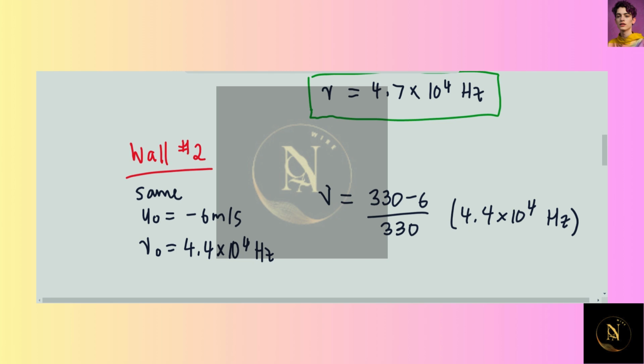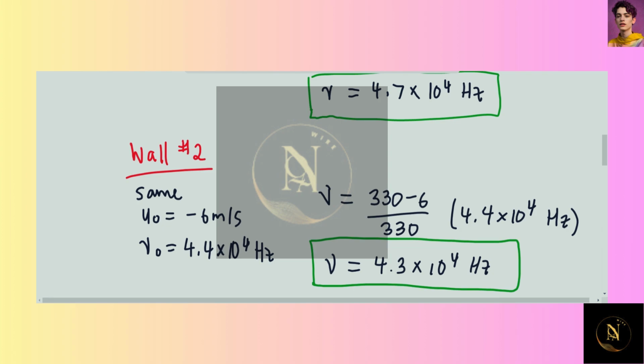That's going to give us about 4.3 times 10 to the 4 hertz. And that's another one of our final answers. So the bat hears those two frequencies that we just calculated, and they were Doppler shifted twice. And then the only other thing we need to calculate is the beat frequency.